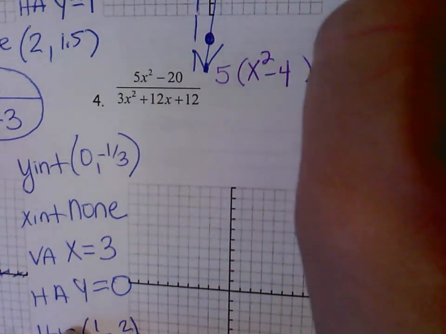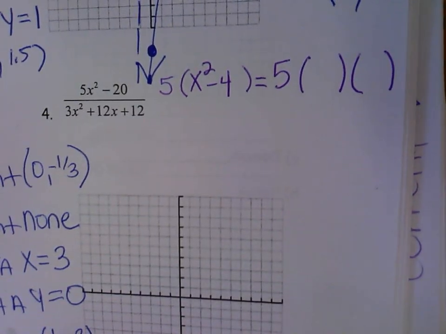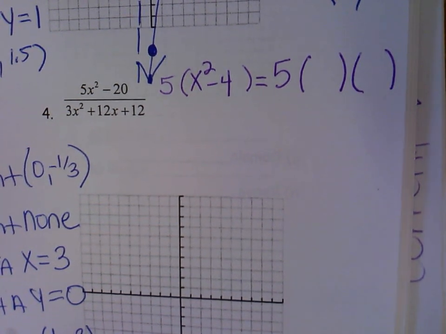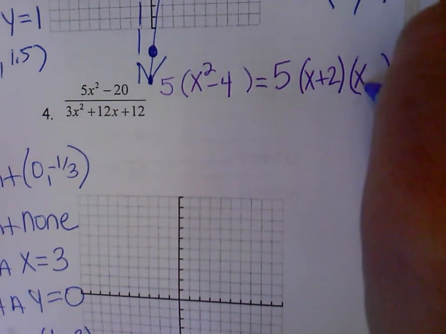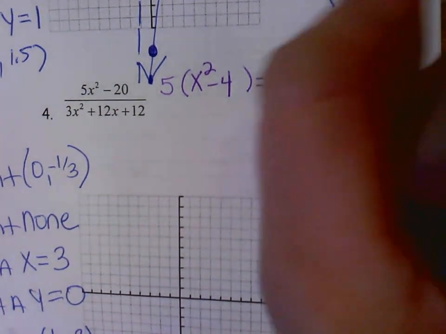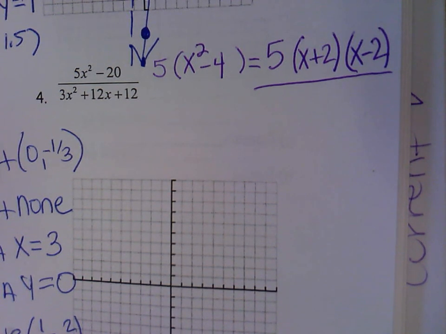And so I'm going to take that one step further because I recognize that I have a difference of squares. So how can I factor x squared minus 4? Remember, you take the square root of each part and one gets a plus and one gets a minus. So it would actually be 5 times x plus 2 and x minus 2 is my numerator factored. Is that good enough? So 5, x plus 2, x minus 2.